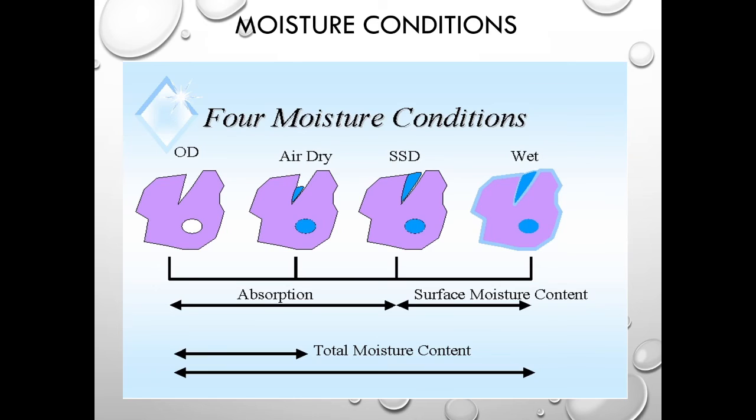The internal structure of an aggregate particle is made up of solid matter and voids that may or may not contain water. If we look at the four moisture conditions, we can have aggregate that is oven dry, which means there is no moisture present whatsoever, strictly dry aggregate. We have air dry, we have saturated surface dry, and we have wet. Aggregates that are in the oven dry or air dry state and in the SSD state have absorbed water. When aggregates are in the wet state, they have absorbed water, plus they have free water on the surface. So you can see in this sketch where the absorption is and where the surface moisture occurs.